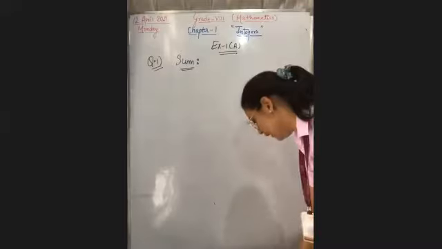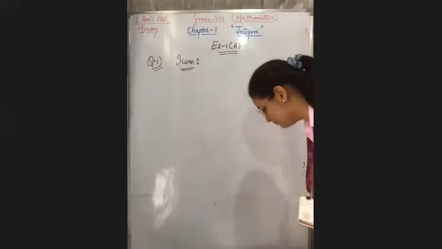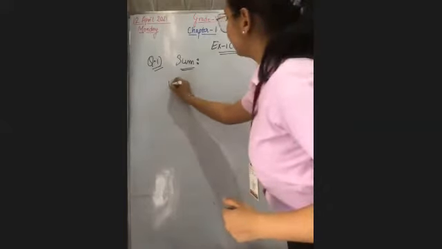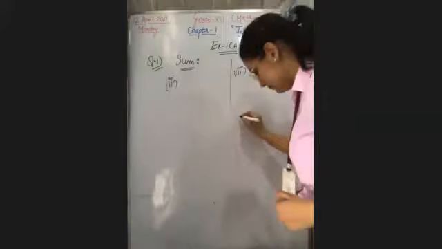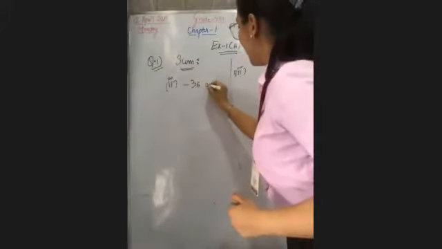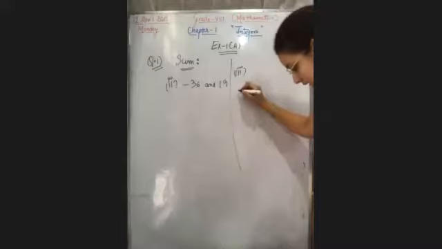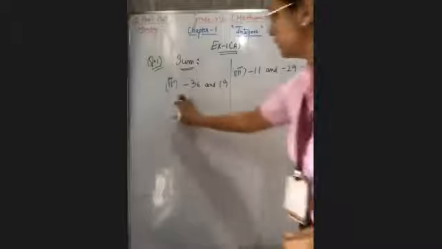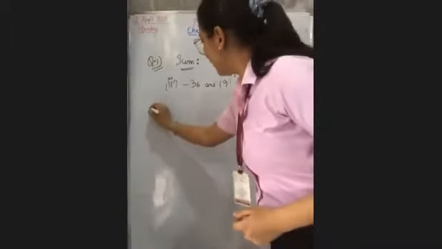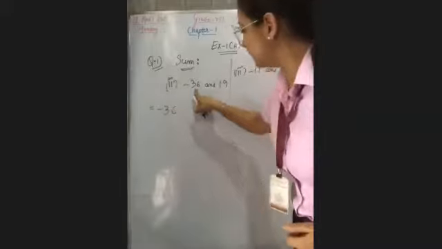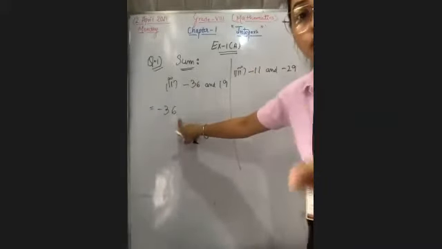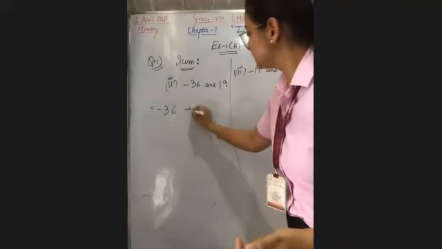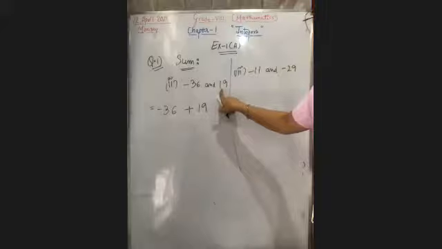Okay? Now, suppose I'm solving the second part and I solve the third part also. Second part is minus 36 and 19. Third part is minus 11 and minus 29. Now the second part, minus 36 and 19. You have to add these two values. This is a negative value, so write it as it is. Don't change the sign. Right? Plus 19. This is a positive value, write it down as it is.